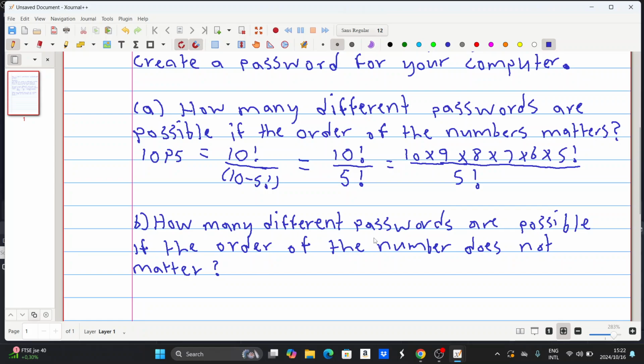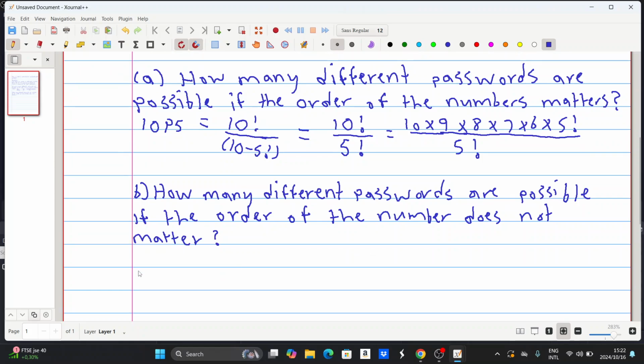And then, how many different passwords are possible if the order of the numbers does not matter? If the order does not matter, it's a combination. So you can have it like this.